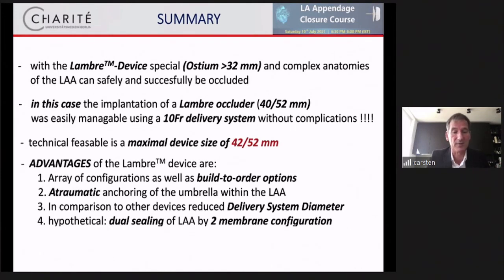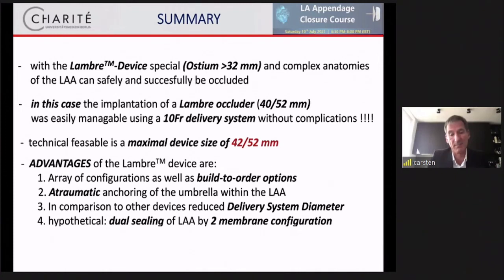And the advantages of Lambert are the wide array of configurations, as well as build-to-order options, as I showed you. I think it's really an automatic anchoring of the umbrella within the LAA, which is the opposite in the Amplatzer device.